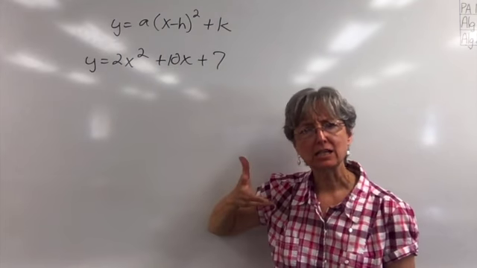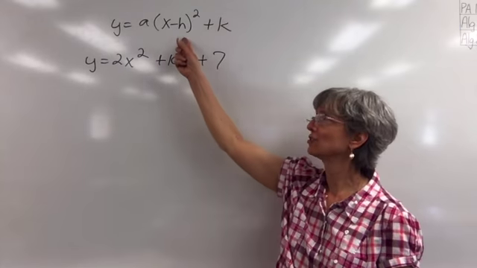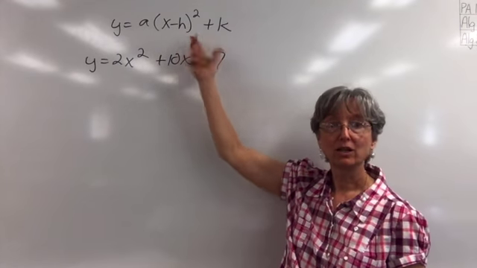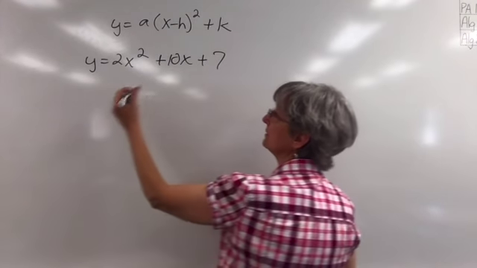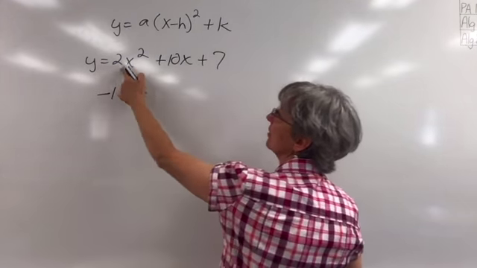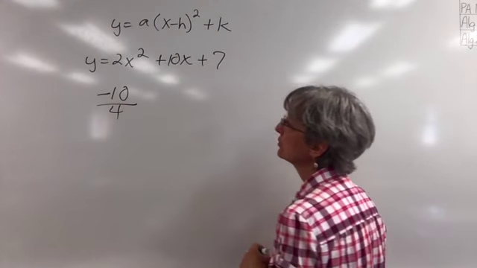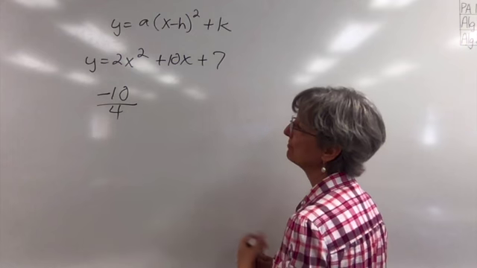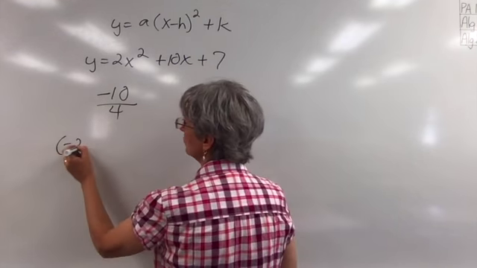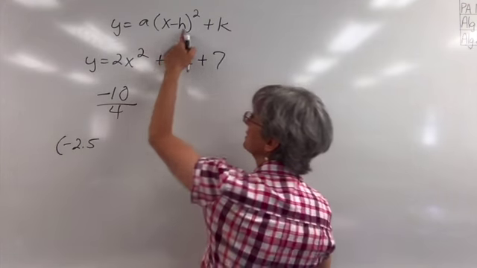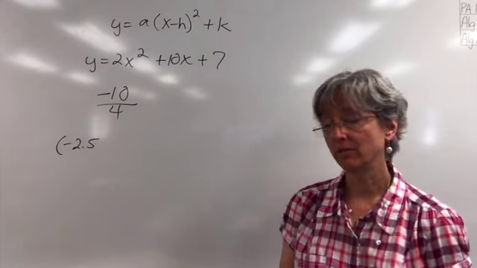Isn't that the exact same thing we've been doing when we've been looking for the vertex? Yeah. h is negative b over 2a. So let's do negative b over 2a. Negative b is negative 10 over 2a. 2 times 2 is 4. So what we have is negative 10 over 4, or negative 5 over 2, or negative 2.5. Negative 2.5 is our h. That's our x of our vertex.